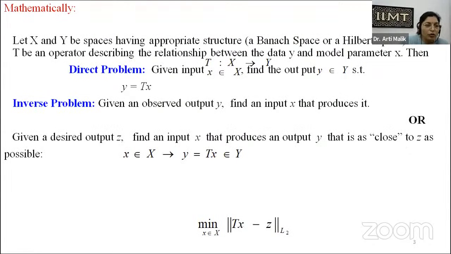Now, mathematically, we can show the direct problem and inverse problem. Let X and Y be spaces having appropriate structure, maybe Banach space or Hilbert space, and let T be an operator describing the relationship between the data Y and the model parameter X, denoted by T: X → Y. The direct problem is that we have X and we have to find the value of Y. But in the inverse problem, given a desired output z, we have to find an input X that produces an output Y that is as close to z as possible. That is given in the following format, shown mathematically.